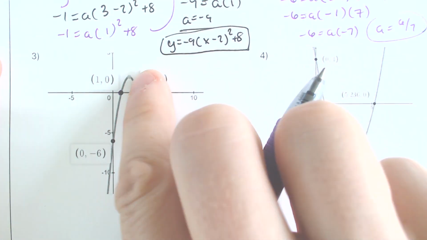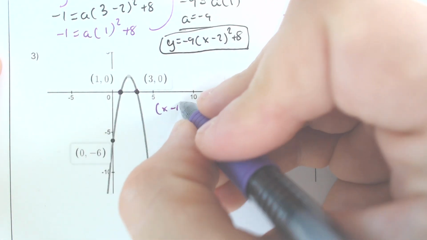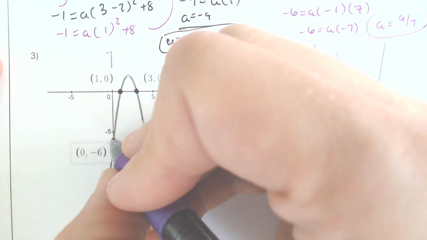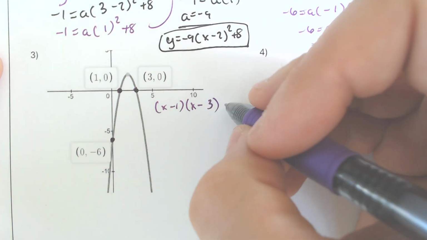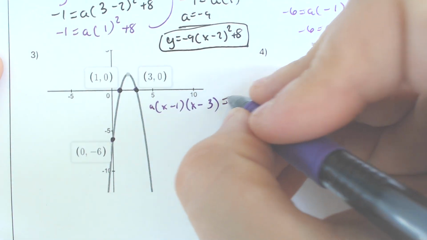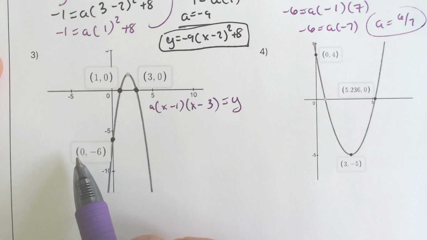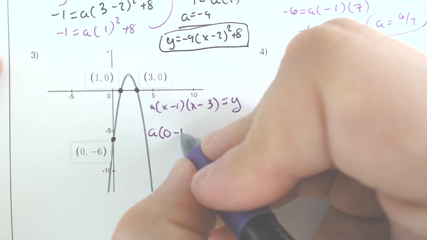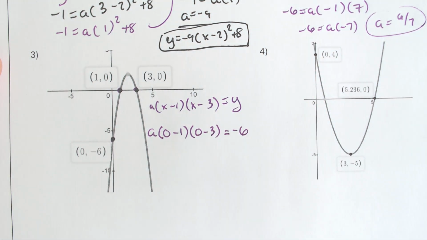This one is factored form because I didn't click the dot for our vertex. So we have our factors at x minus 1 and x minus 3. You just change the signs. And then you have your y-intercept of negative 6. So we have a, and then this equals y. All right. We're going to plug in this point, 0, and then negative 6 for y, to solve for a. So this is 0 for x, 0 for x, and then negative 6 for y.